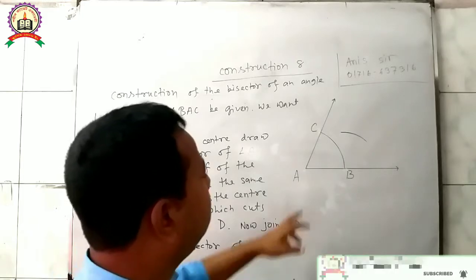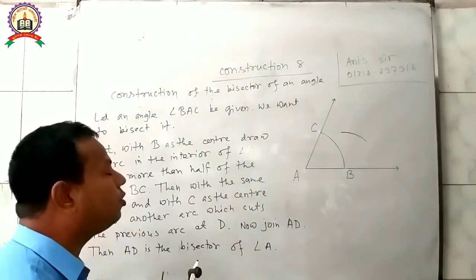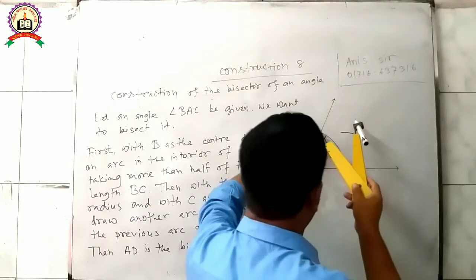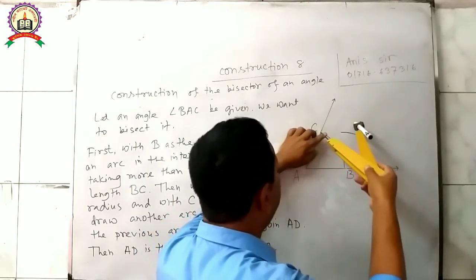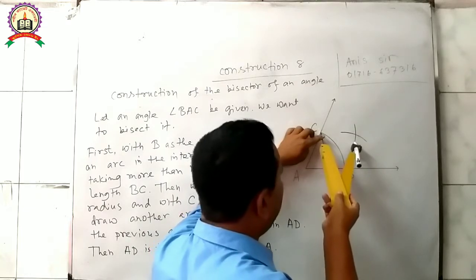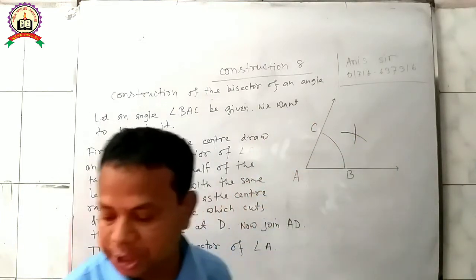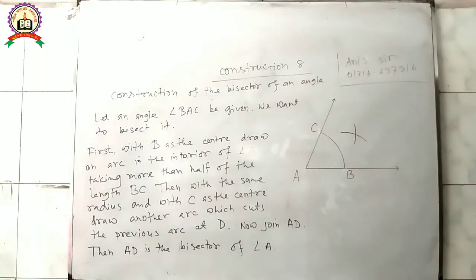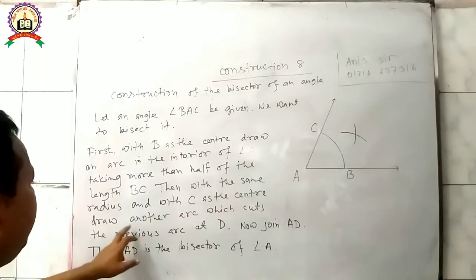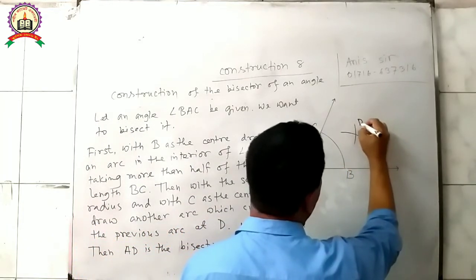And now with C as center and taking the same radius, we have to draw another arc. Then, with the same radius and with C as the center, draw another arc which cuts the previous arc at D. This point is D.